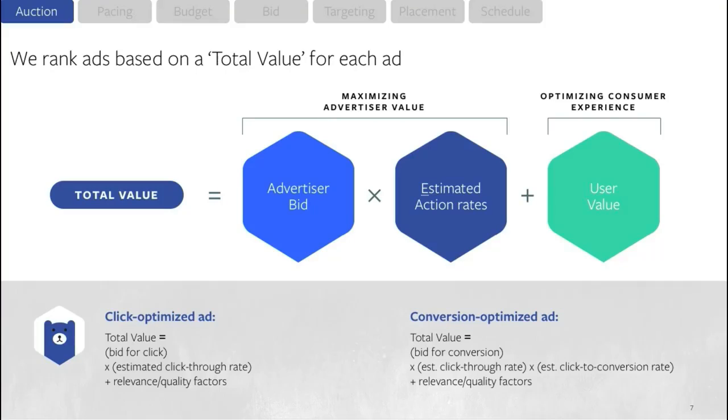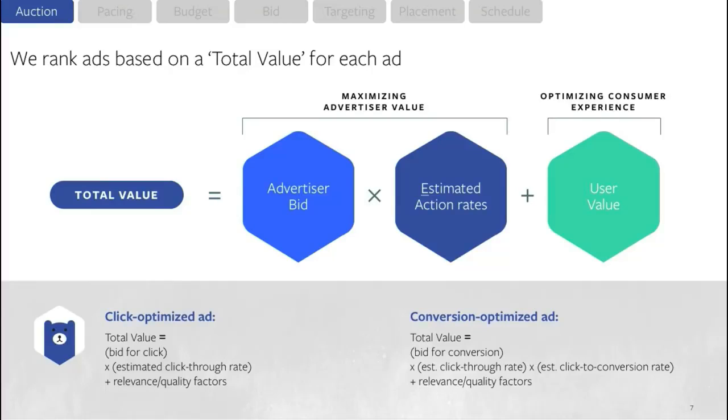I always get amazing questions from this slide, and I see them starting to come in quickly, so please keep them coming. We calculate total value based on three primary variables: the advertiser bid, estimated action rates, and the user value. The advertiser bid can be for one of a number of actions, whether that be clicks, conversions, or app installs. Estimated action rates are based on many factors, which I will speak about in more detail throughout this presentation. However, one thing to keep in mind is that after some initial exploration, the most important factor will be the performance we see on that specific ad.